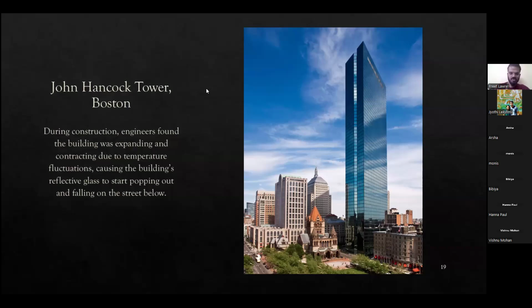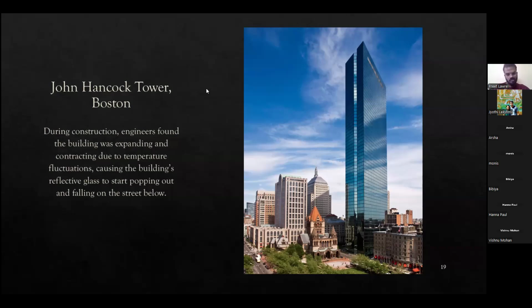He has to analyze it. So he has a whole complex job to do. What he forgot to do was consider the impact of temperature variation. So when summer came and there were temperature fluctuations, what happened was the glasses began to crack. Imagine such a tall building and the glass windows are falling from such heights. It would kill the people walking on the streets below, right?